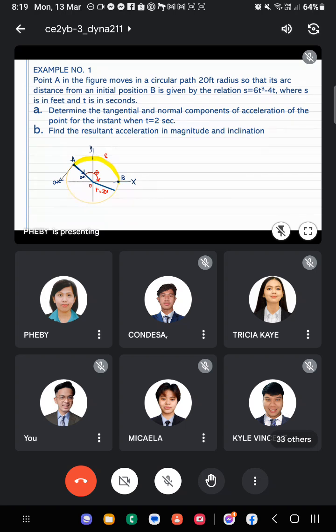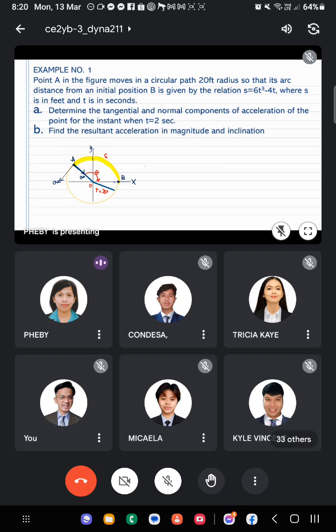Okay. So from point A in the figure, moves a circular path 20 feet radius. So its arc distance from initial position is B. So ang kanyang initial position is B is given by the relation S is equals to 6t cubed minus 4t, where S is in feet and t is in seconds. So determine the tangential and normal components of the acceleration of the point for the instant when t is equals to 2 seconds. And find the resultant acceleration in magnitude and inclination.